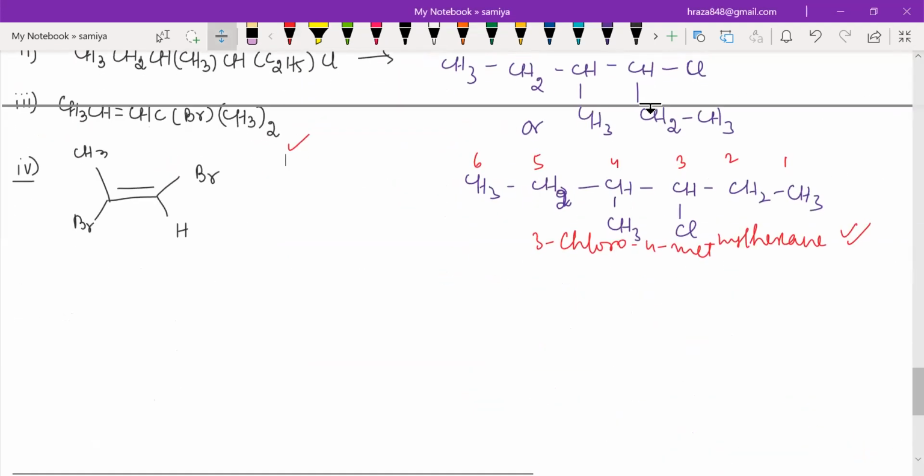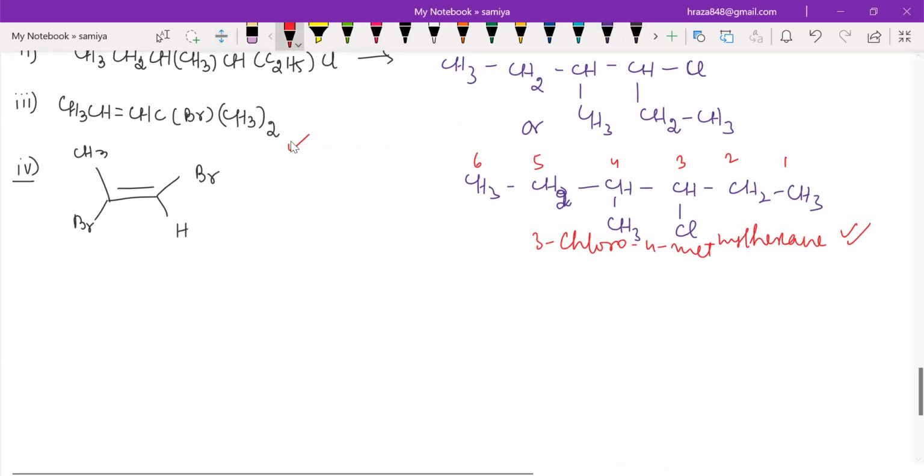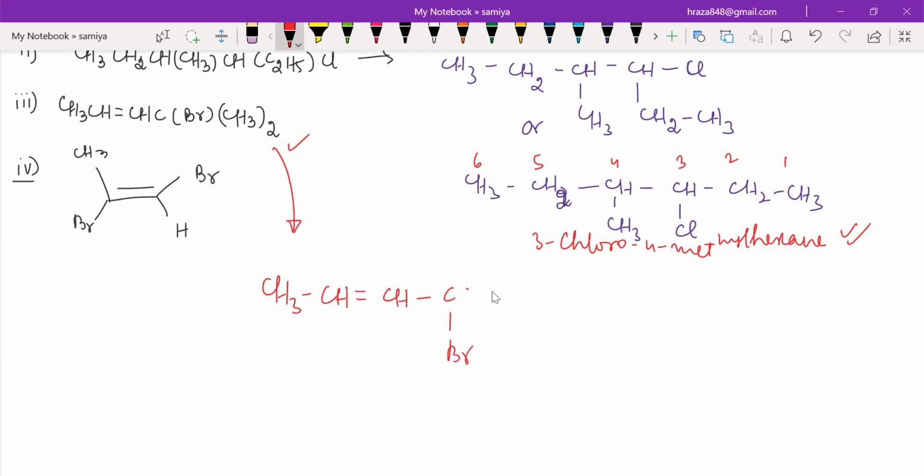to expand this structure so it will be easier to calculate. See, write the IUPAC name. CH double bond CH, then C, and then Br, and then CH3 twice. So it will be like this. The structure will be like this.